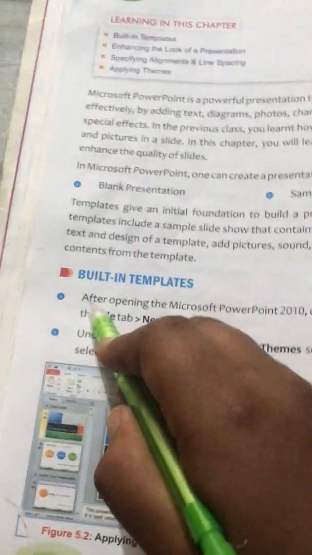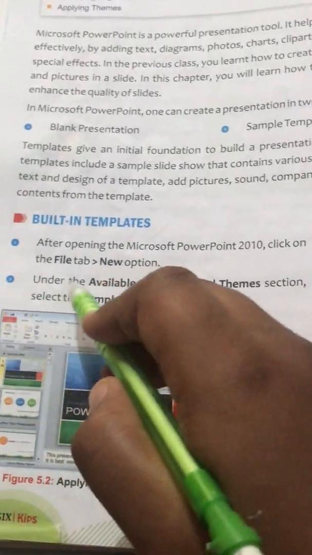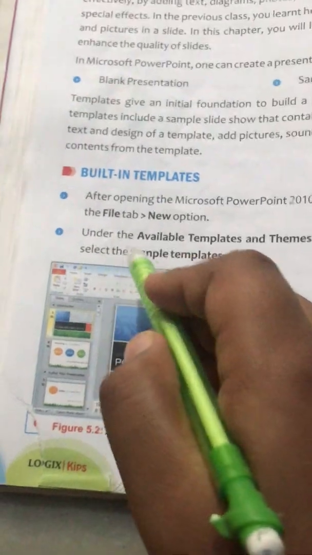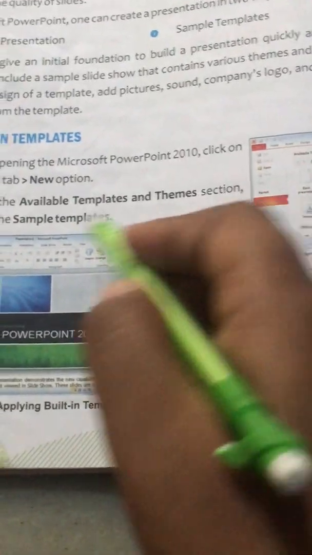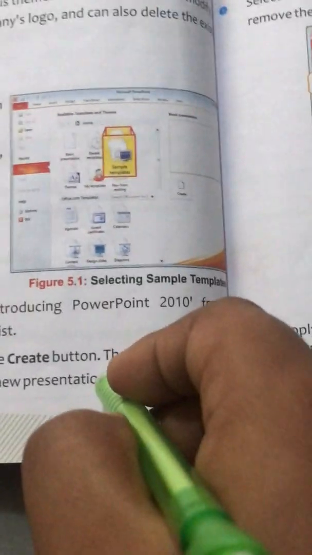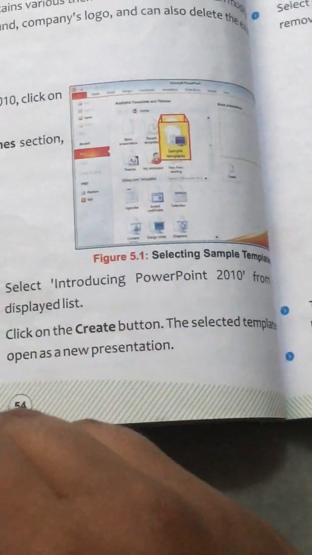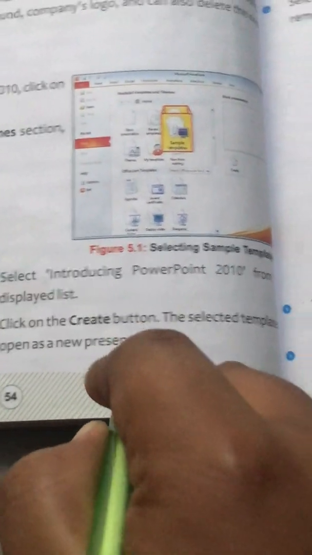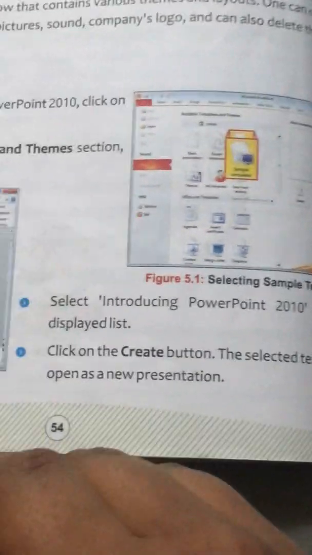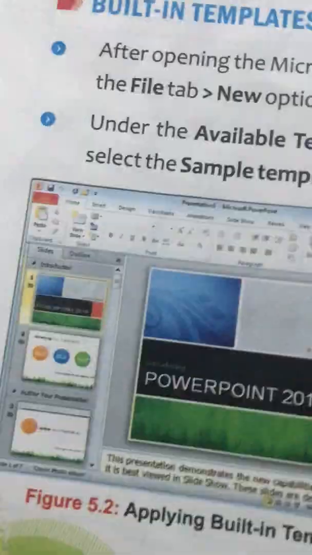Built-in template. After opening Microsoft PowerPoint 2010, click on the File tab, New option. Under the available templates and themes, select the sample template. Select Introduction to PowerPoint 2010 from the displayed list. Click on the Create button. The selected template opens as a new presentation.